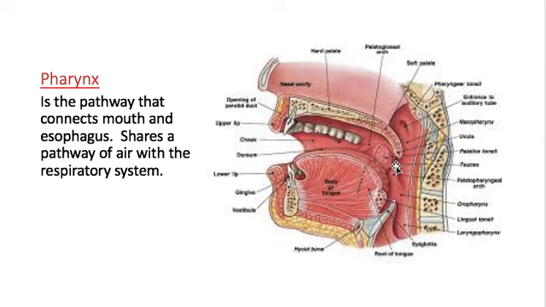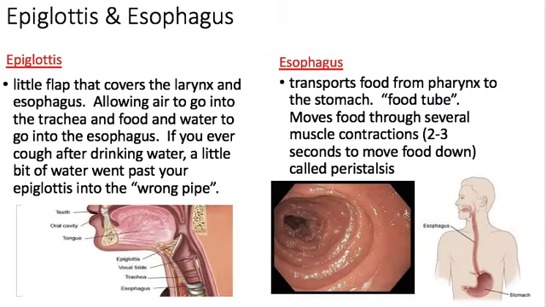I'm going to show you. In this next part, we're going to cover the next organs in the digestive system, called the epiglottis and the esophagus. This here is the esophagus, and this is your food tube. Remember, the food tube just transports food from your mouth to your stomach.